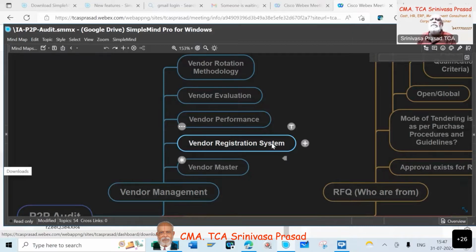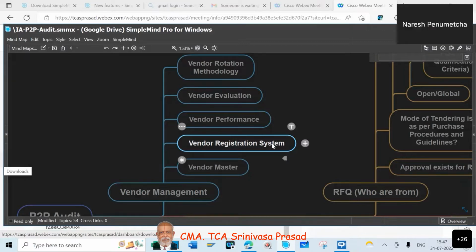Their experience in the market, their financial strengths, and their quality products, all these things will be considered while we register the vendor. So there is a separate vendor.